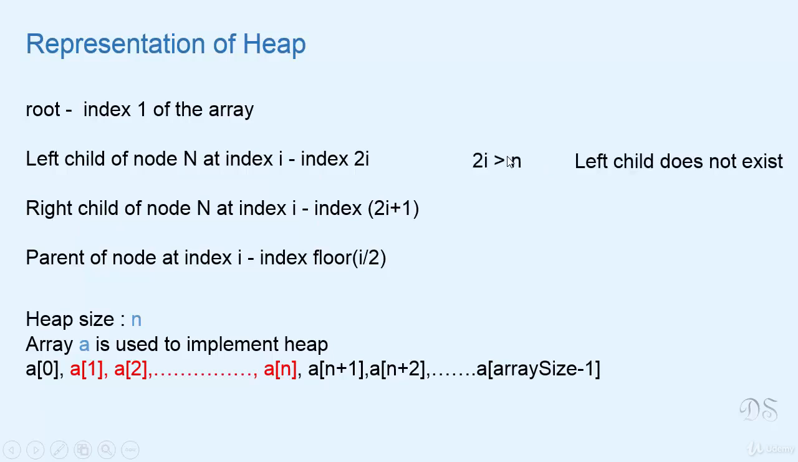Now here, if 2i is greater than the heap size, it means that the left child of node i does not exist. And if 2i plus 1 is greater than the heap size, it means that the right child of node i does not exist.